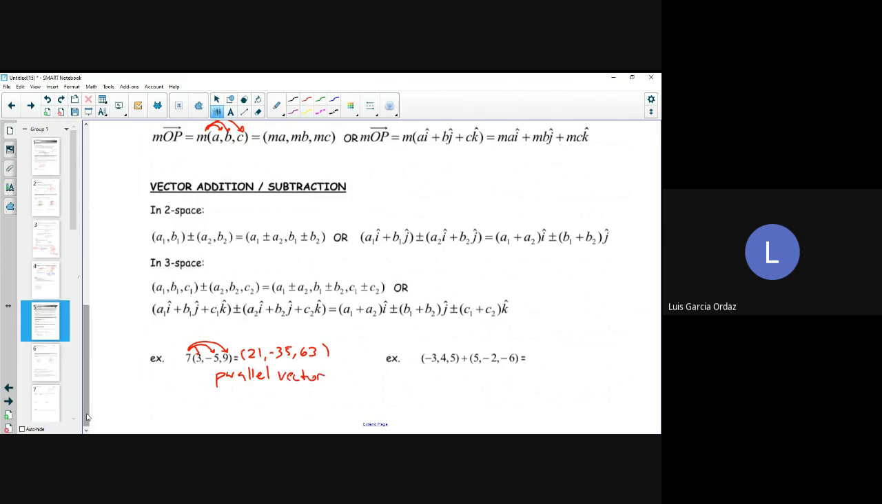Now the next one, we have (negative 3, 4, 5) plus (5, negative 2, negative 6). Again, simple addition. So we get negative 3 plus 5, comma, 4 plus negative 2, comma, 5 plus negative 6. Who can tell me what my new vector is going to be? (2, 2, negative 1). Perfect.